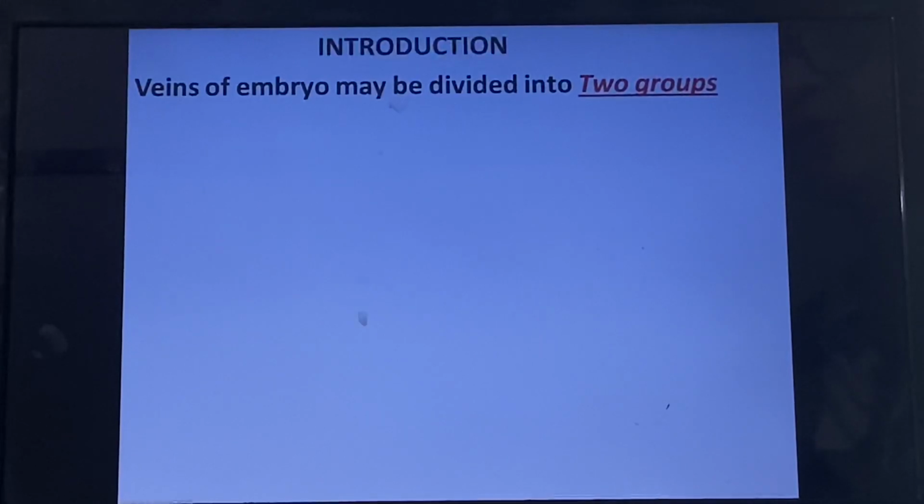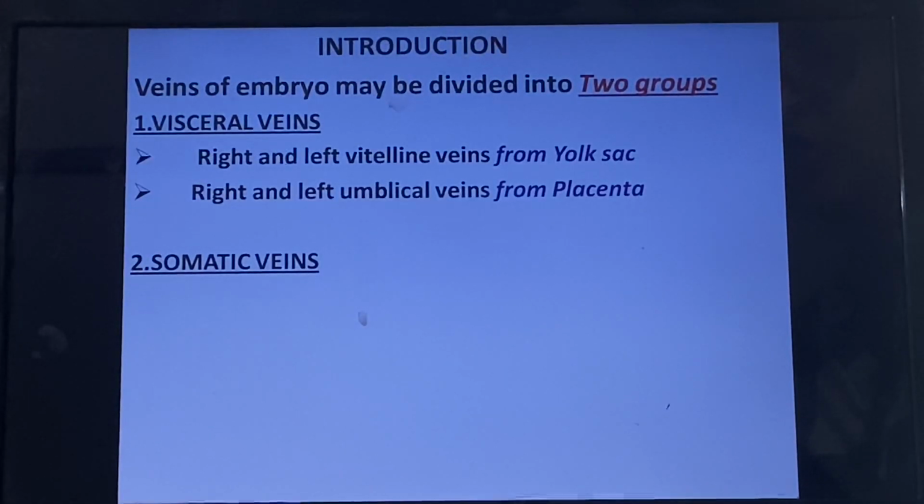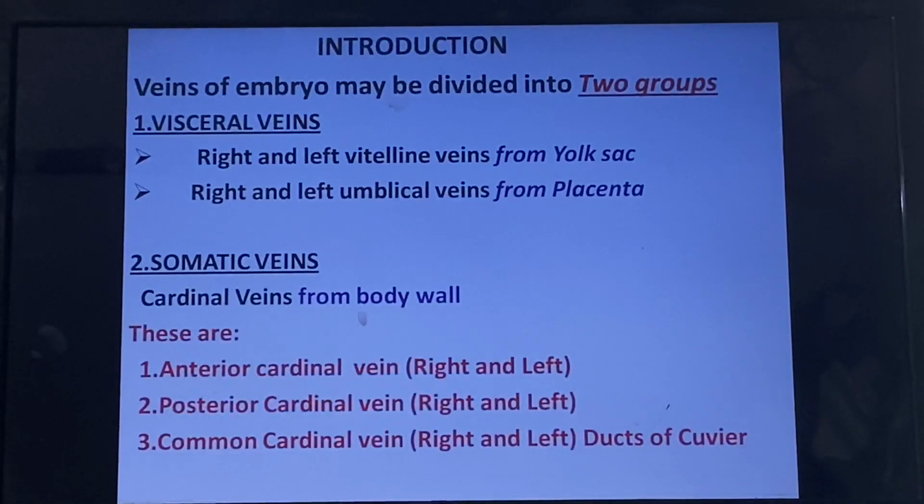Now veins of the embryo may be divided into two groups, that is visceral veins and somatic veins. Visceral veins include the right and left vitelline veins from yolk sac and right and left umbilical veins from placenta, and the cardinal veins which are draining the body wall are included under somatic veins. So these cardinal veins are basically right and left anterior cardinal veins, then right and left posterior cardinal veins, then common cardinal vein which is also known as ducts of Cuvier. So these are paired veins.